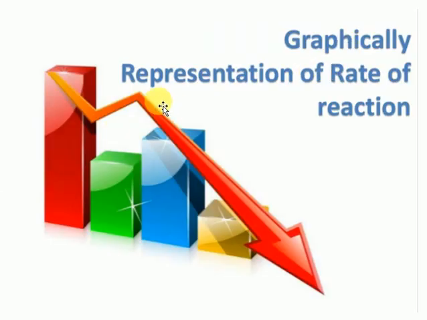Next is the graphical representation. Students, a lot of you have some confusion here. Everything here is a graphical representation. We cannot see a chemical reaction, but we can see its speed by using a graph, the straight line equation y = mx + c. The graph is very important.